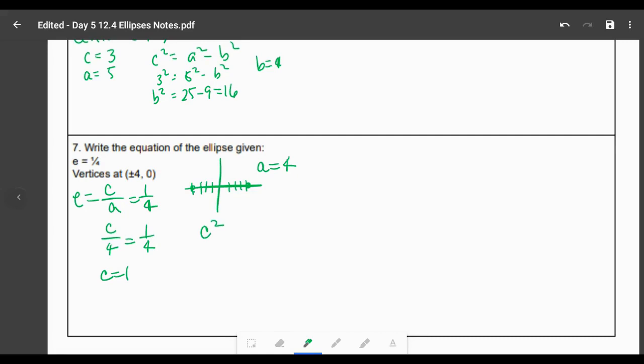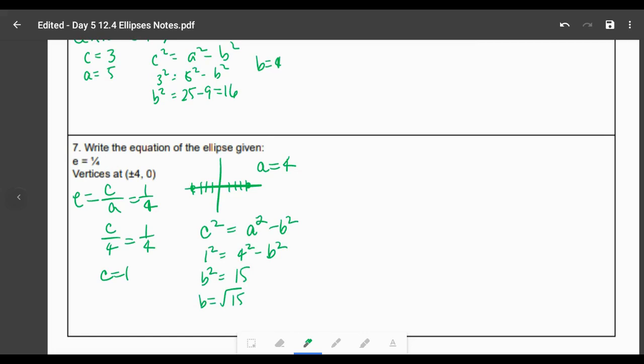So I know that for all ellipses, c squared equals a squared minus b squared. And c is 1, a is 4, and I just need to find what b is. So if I add b squared to both sides, I get b squared equals 16 minus 1, which is 15, and b is equal to root 15.